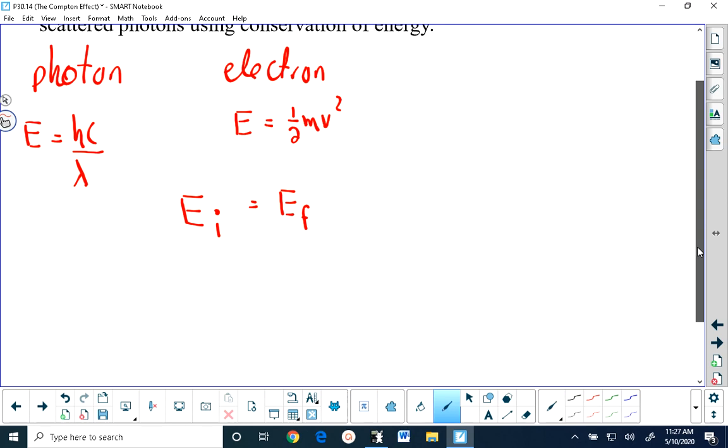In the Compton effect, you have a photon's energy before, and you also have an electron before. After the collision, you still have a photon. Unlike the photoelectric effect, the photon is not absorbed. The photon only transfers some of its energy to the electron. And then we also, of course, have the electron.